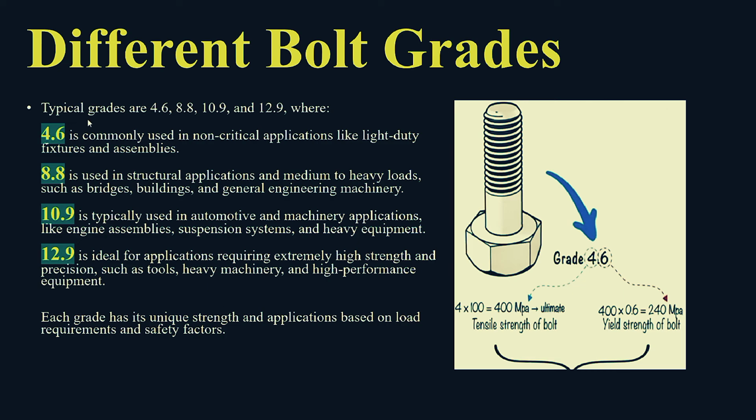You can see 4.6 has 4 multiplied by 100, that is 400 megapascal strength. For 8.8, 8 multiplied by 100, 800 megapascal. In the same way, 10.9, 10 multiplied by 100, 1000 megapascal. And 12.9, 12 multiplied by 100, 1200 megapascal. And the second digit is 0.6.